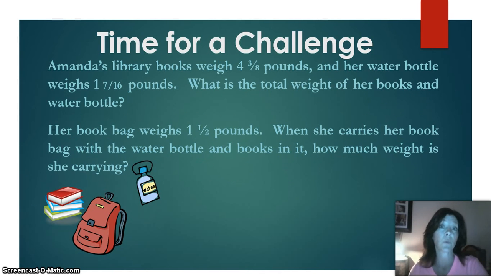All right, we're going to skip the word problem for tonight and go right to the challenge problem. Amanda's library books weigh 4 3/8 pounds, and her water bottle weighs 1 7/16 pounds. What is the total weight of her books and her water bottle? Her book bag weighs 1.5 pounds. When she carries her book bag with the water bottle and books in it, how much weight is she carrying? Complete this for tomorrow and bring it in. We'll check it in class.